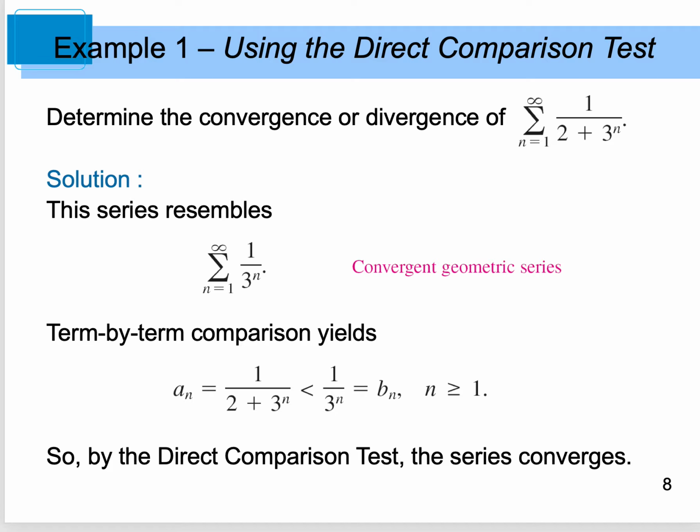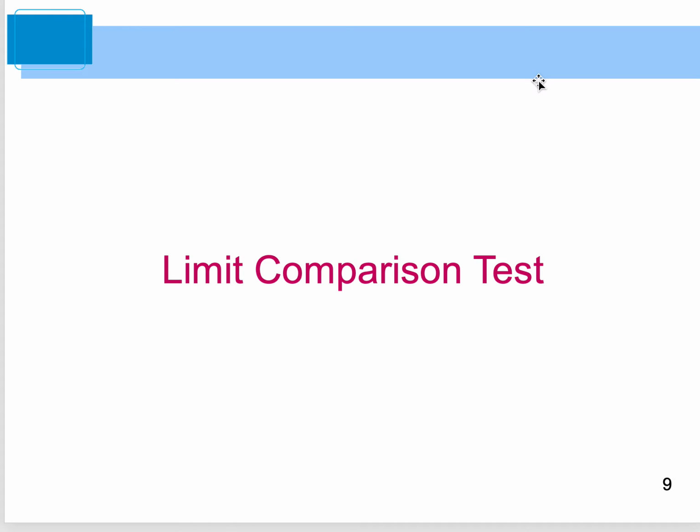So what does this actually look like? If I'm looking at this, this is similar to 1 over 3 to the n. So think about n behavior. I know that 1 over 3 to the n is a convergent geometric series. So if I compare the terms that I get, I can see that A sub n is in fact less than B sub n, which tells me that this also has to converge. So it's looking at who can I compare this to, and then let me generate a few terms. And if the terms are less, then it also converges.